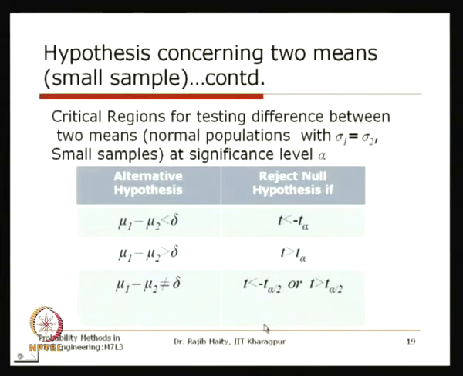And the critical regions for this statistic are as follows. For the left sided test, that is whether mu1 is less than mu2, we check whether t is less than minus t alpha. In the right sided case, t is greater than t alpha. And for the two sided test, whether t is less than minus t alpha by 2 or t is greater than plus t alpha by 2.